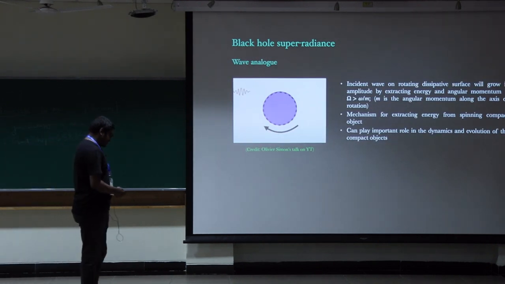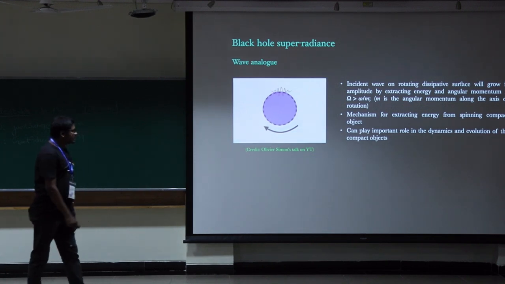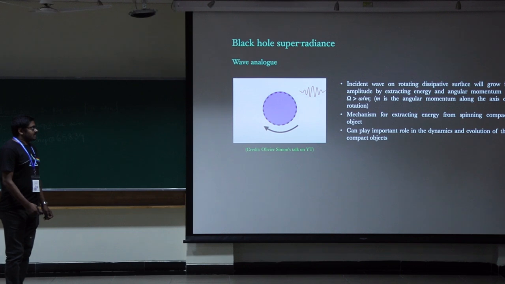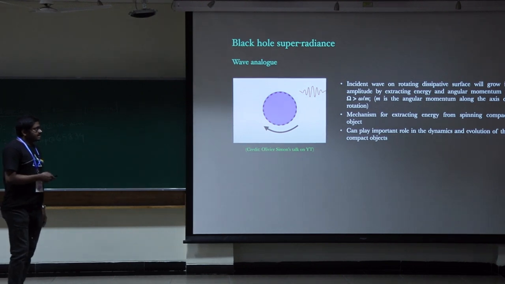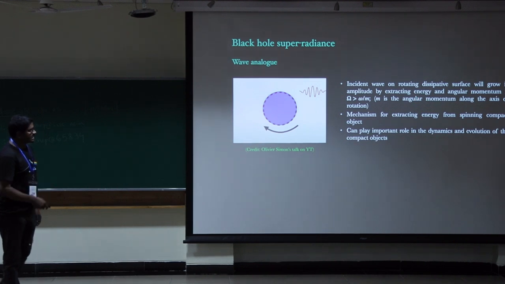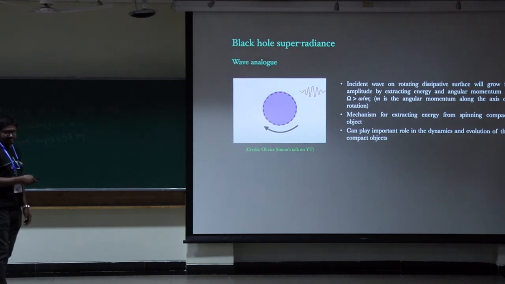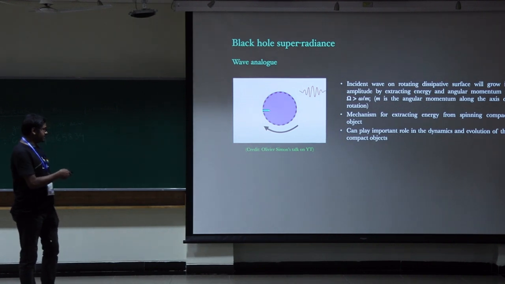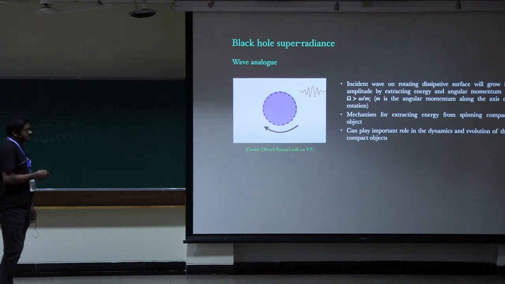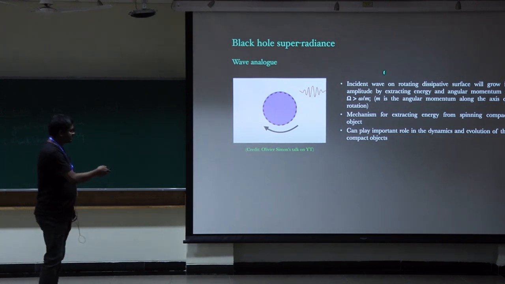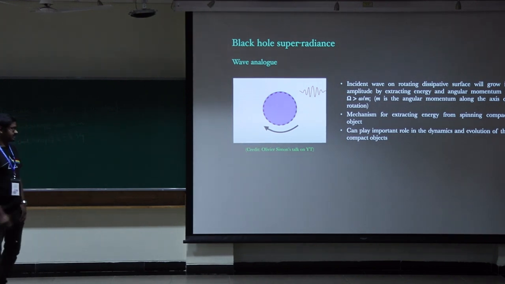By wave analog of it, suppose we have a rotating cylinder and we have some kind of incident wave. So an incident wave on a rotating dissipative surface can also grow in amplitude by extracting energy and angular momentum, if again these kind of conditions are met. In this case, capital omega is the angular velocity of this cylinder, and small omega is the angular frequency of the incoming wave, and m is the angular momentum along the axis of the rotation.